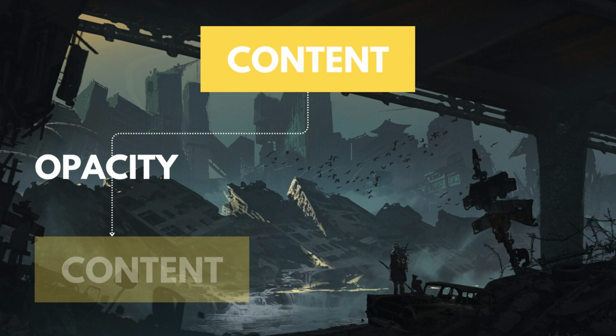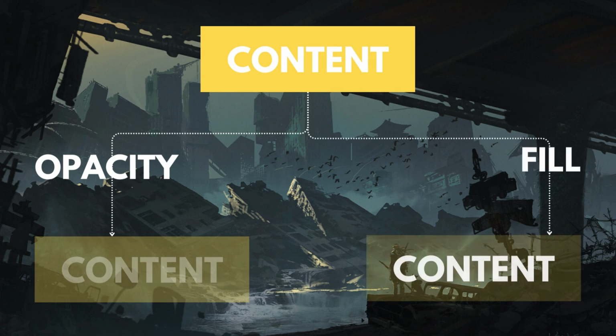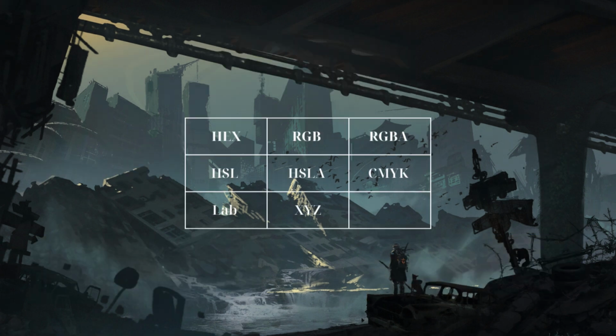Opacity is a property that determines the transparency of the entire element on which it is placed. As for the fill I'm talking about, it refers to the transparency of the background color without affecting the content inside. No matter what kind of color coding you use, you can do it.